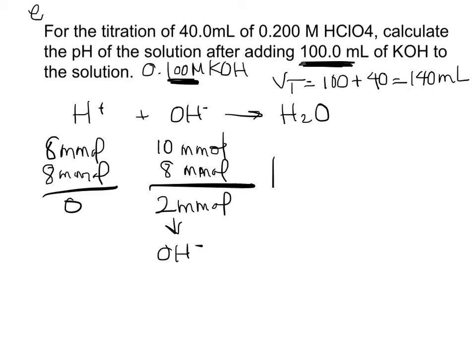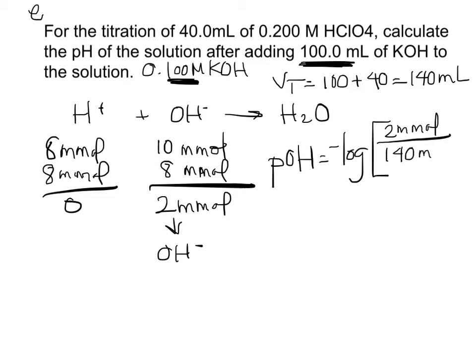So pOH equals the negative log of the molarity of my base. That is 2 millimoles, because remember, moles divided by liters is molarity. Since I have millimoles and milliliters, I can just divide those out. And my pOH is going to equal what? You do it.